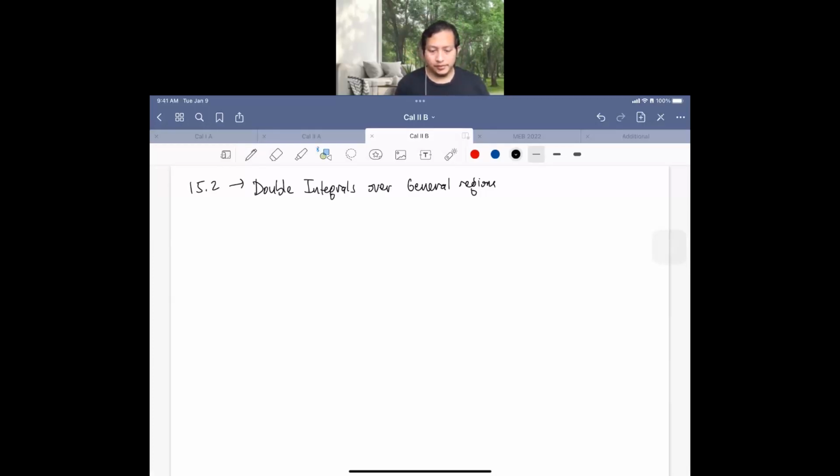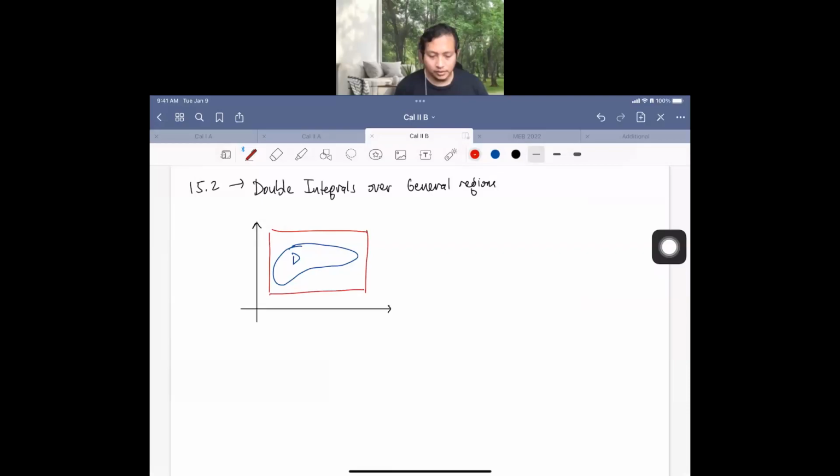So first we consider a general region as in this picture. Let's say we have this D. Now, suppose that D is a bounded region, which means that it can be enclosed in a rectangular region. So we would like to make a rectangle outside of this D. Suppose that we have this.